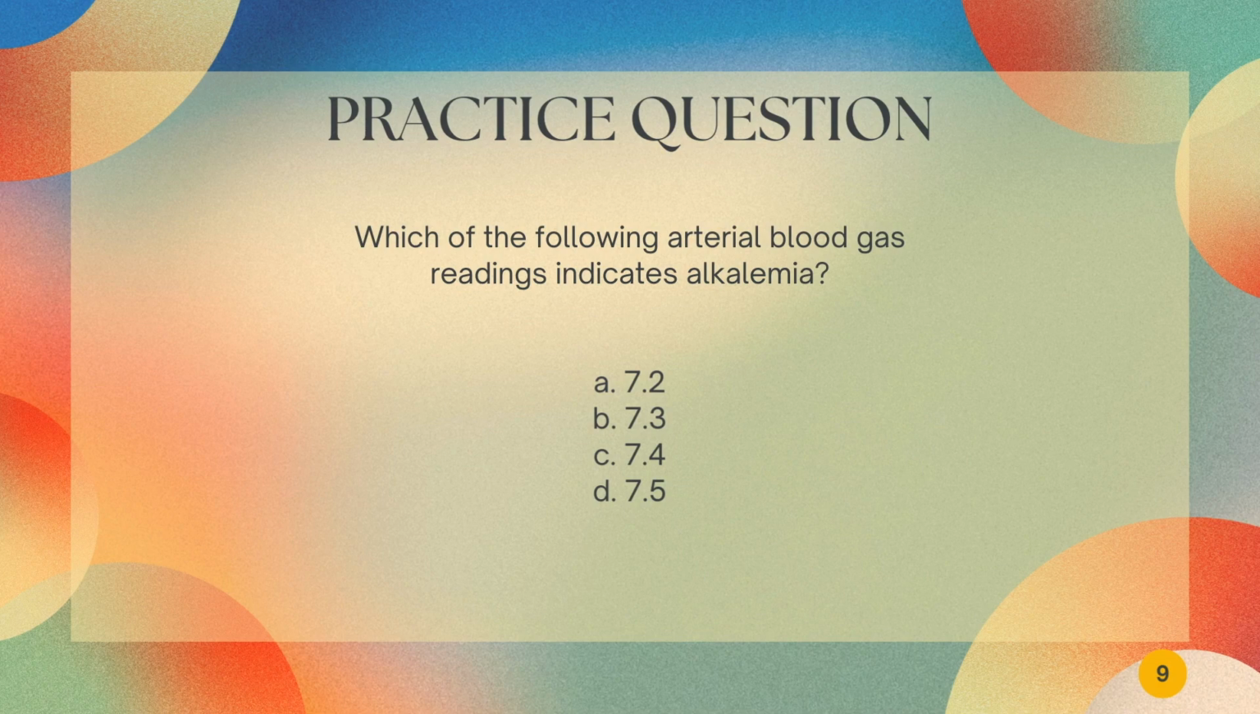So what is alkalemia? This is when the pH is elevated. So do you remember what the normal pH values are? Normal pH is 7.35 to 7.45. So D is the best answer, 7.5, as that is greater than 7.45.